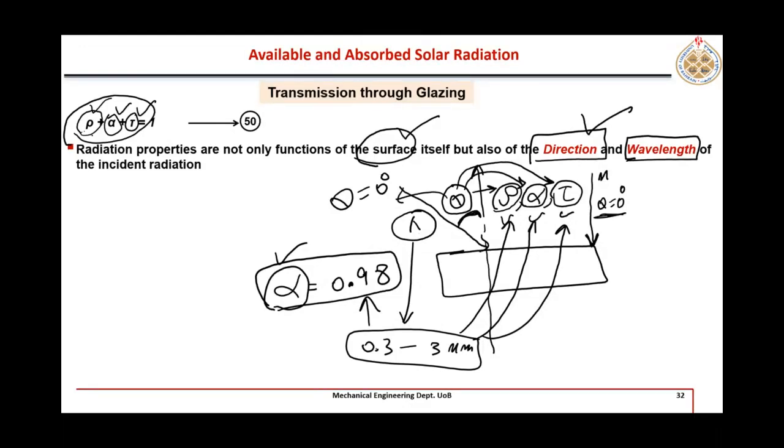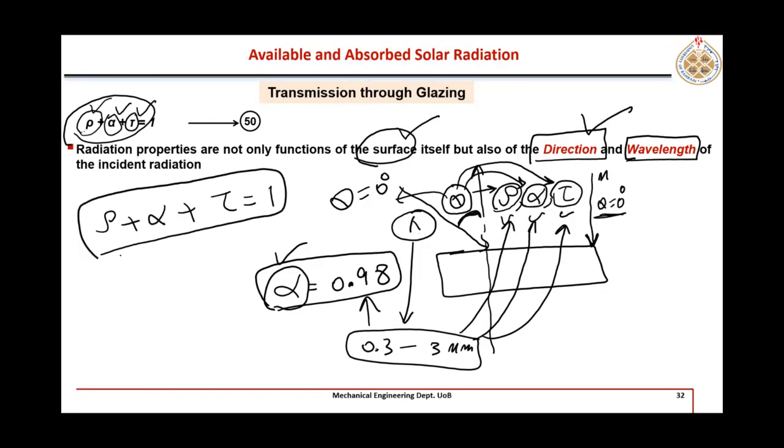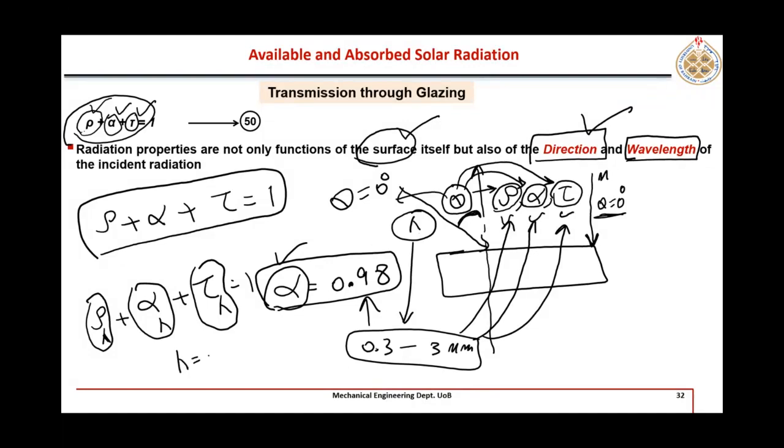So we can write the equation alpha plus tau plus rho is equal to 1, and we are not mentioning lambda here. So it means this is a kind of average over all wavelengths. But we can write the same equation as tau at a particular wavelength, for example 0.3, plus alpha at that wavelength plus rho at that wavelength is equal to 1. So it means we are specifying this reflectance, absorptance, or transmittance at a particular lambda. If we are not specifying lambda, it means it is an averaged value over the entire lambda. Okay.